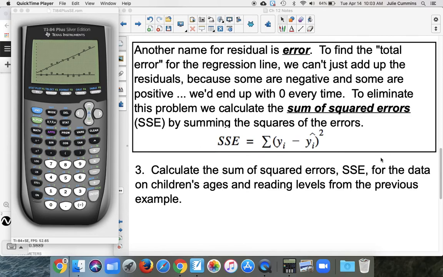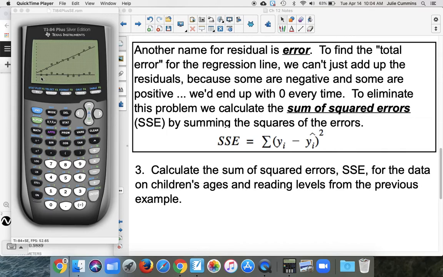As I mentioned before, another name for residual is the error, and it tells us how far our predicted value is from the actual value that we observed. Okay, so that's why it's an error. Sometimes it's helpful to find the total error for a regression line because that tells us how good of a fit it is. But we can't just add up all of our residuals.